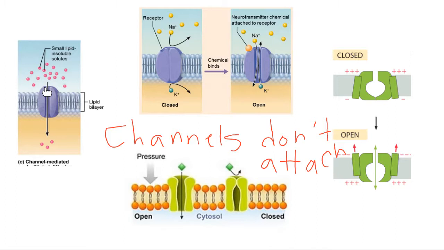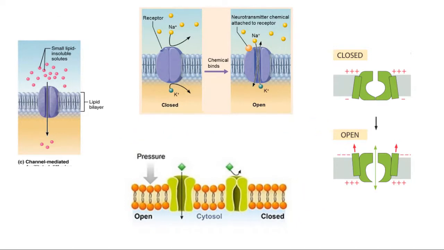I don't care if you look really easy, we're always open, or if you open and close. Any of my kinds of gated channels, or what we call the leakage channel, they're never going to attach to what they're transporting. The one on the left is called a leakage channel. This is what we saw on the previous screen, how it's always open, and I've always got this space for stuff to move through.